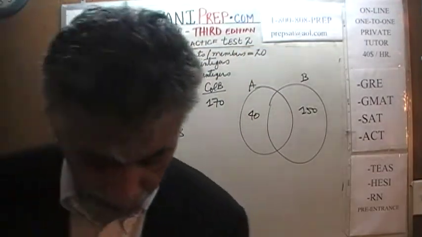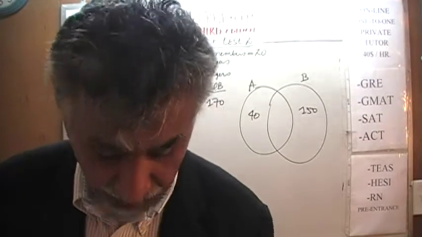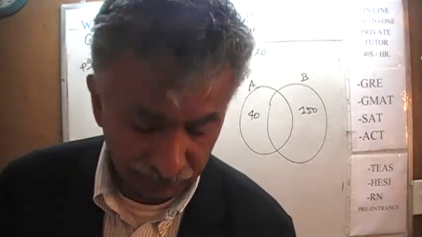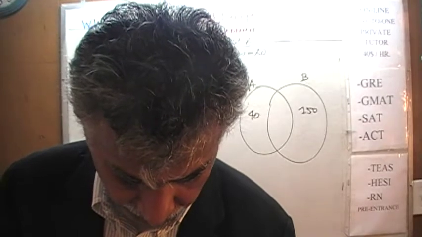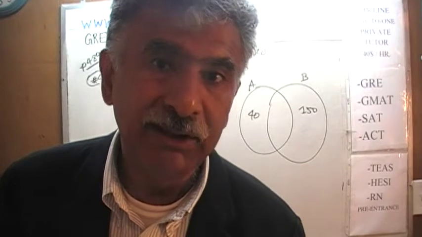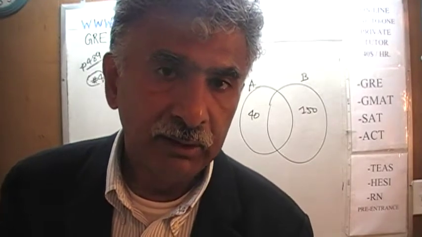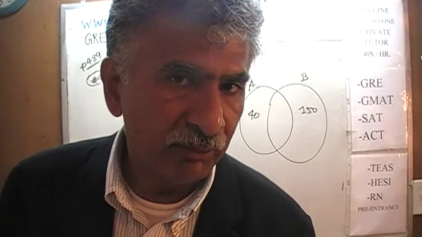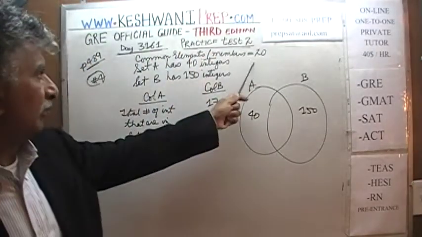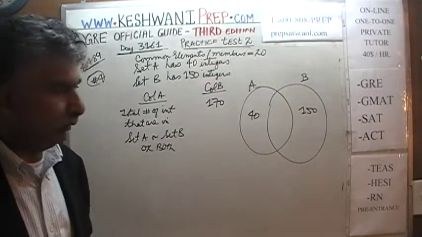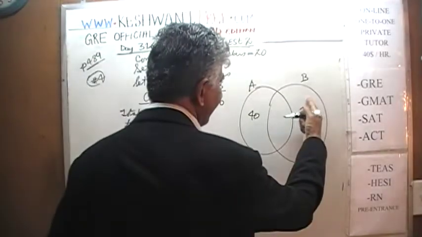Of course, the book does not phrase it that way. Let me read the question to you as it appears in the book. It says, set A contains 40 integers. Set B consists of 150 integers. The number of integers that are in both set A and set B is 20. The number of integers that are common to both of these sets is 20, which is what we're saying here. The common elements are 20. What do we do with that information? Well, there are 20 integers that appear in both set A and set B.